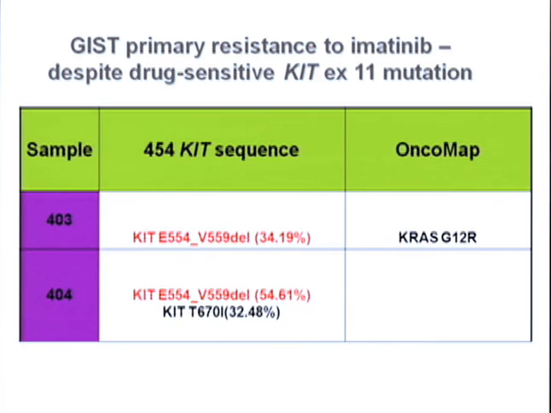In red, we have the primary KIT exon 11 mutation, which we know is sensitive to imatinib on its own. And what we have in 403, in addition to the KIT exon 11 mutation, is the first KRAS mutation that we had found in GIST. And then in this part, 404, we have not one KIT mutation, but 2. And this KIT T670I is a so-called gatekeeper mutation.